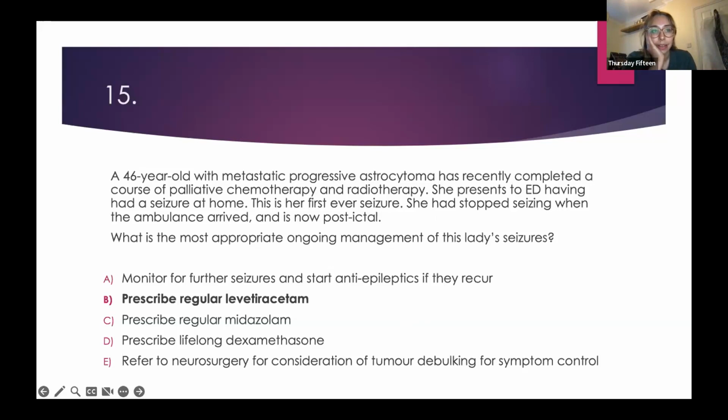Okay, so A, monitoring for further seizures and starting an antiepileptic if they recur. In a lady with a brain tumour that we're treating palliatively, you generally treat them after their first fit because she's at very high risk of having a recurrence. So you generally treat with an antiepileptic after the first fit if someone has known brain cancer. So B is the correct answer.